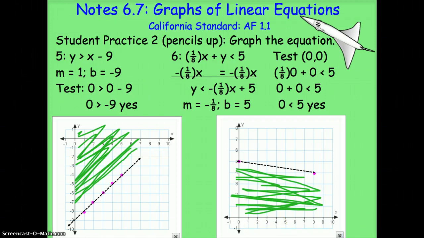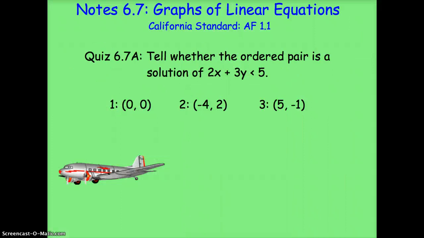Okay? So these are very tricky, and again, we'll be spending a couple days on these. I don't expect you to get these right away. But go ahead and go over those answers, and then please take the quiz. On this quiz, you're not going to need to do any graphing. All I'm asking you to do is come up with a yes or no answer, telling me whether the ordered pair is a solution of the equation 2x plus 3y is less than 5. Okay, have a great day.